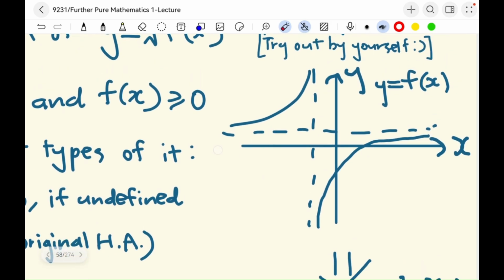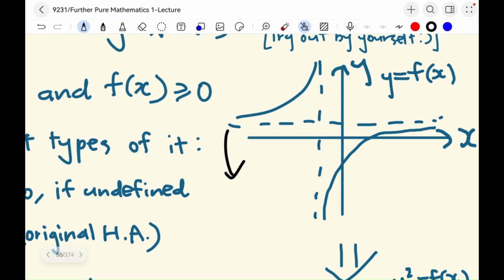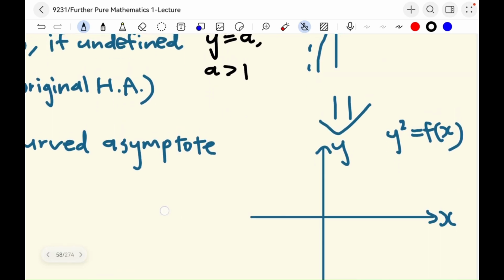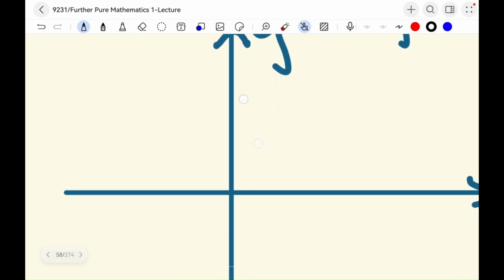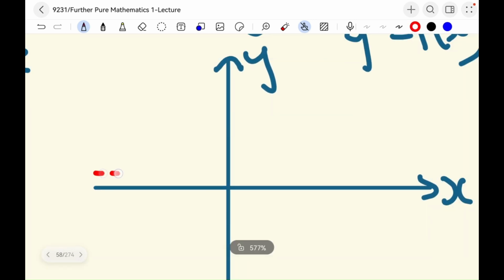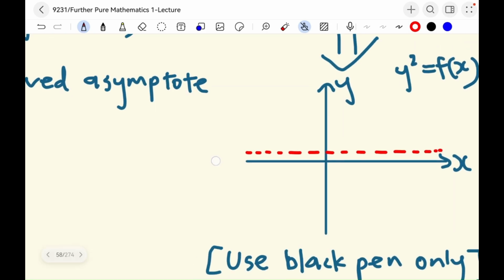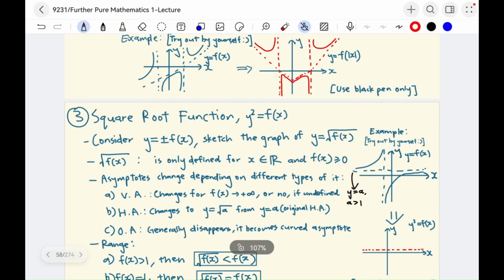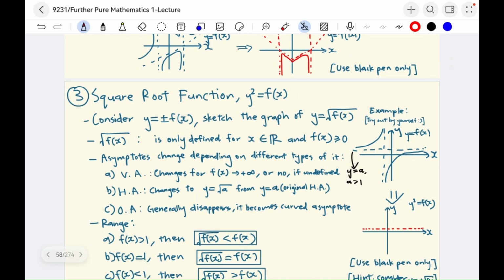Okay, I forgot to write assumptions. Sorry about that. So we assume that y equals a, where a is greater than 1 already. So where a is greater than 1, how should we reduce it? Okay, we can draw it over here. So this is your new horizontal asymptote after you have modified from the square root positive to the negative.